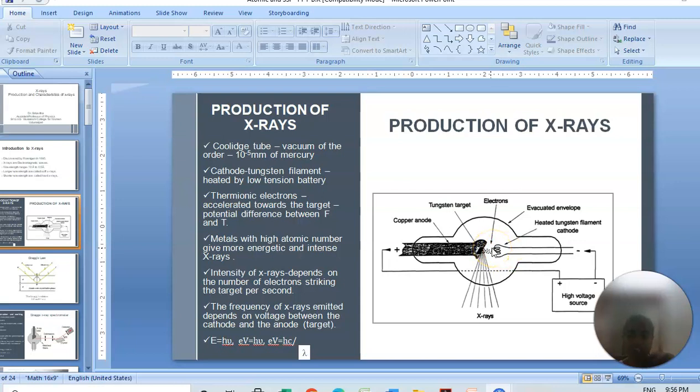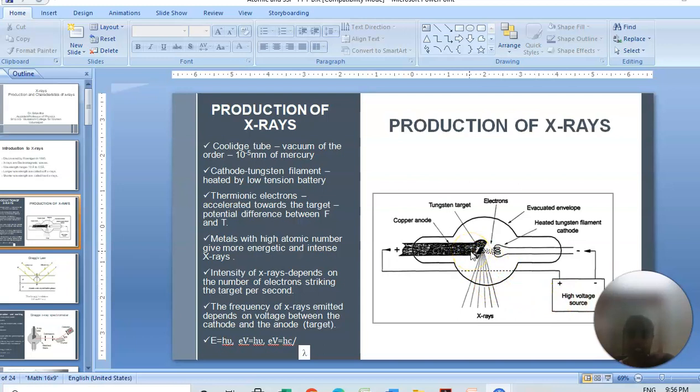Then the second one is the frequency. How can the frequency of X-rays be controlled? It mainly depends on the voltage between the cathode and the anode target material. The frequency can be controlled by varying the voltage between the cathode and the anode. We have the high voltage source here, and it can be controlled by a potentiometer arrangement. Also, we can control the potential between the anode and the cathode.